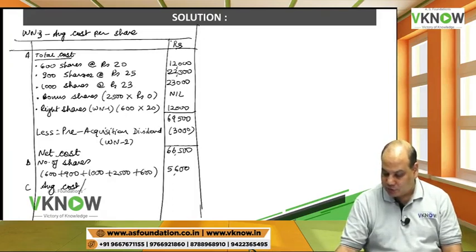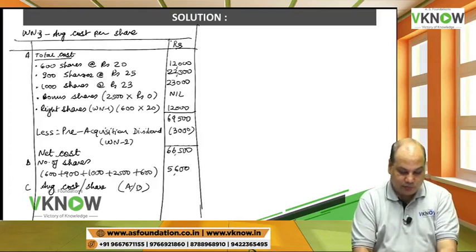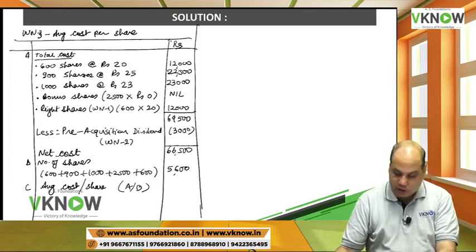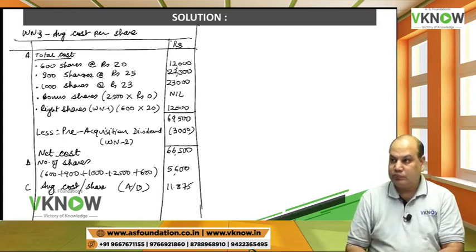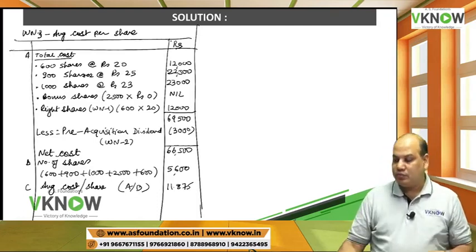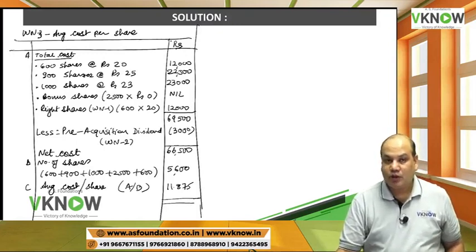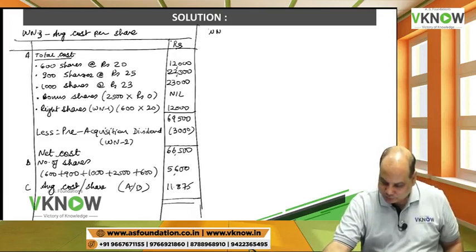So point number C, average cost per share. A upon B. Take your calculator. 66,500 divided by 5600. So that comes to 11.875. This will be very useful for profit calculation now, and this will be useful for closing investment value also. Okay.